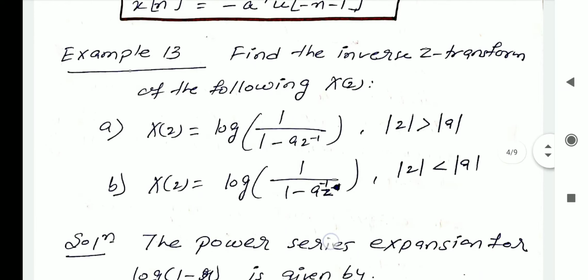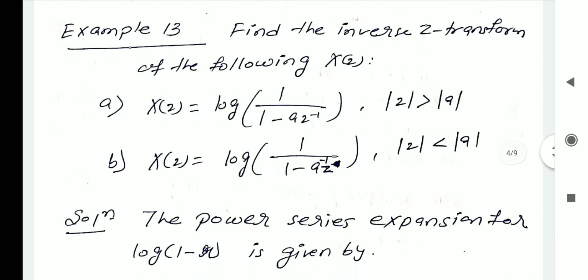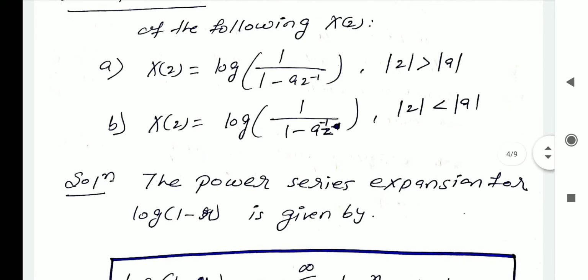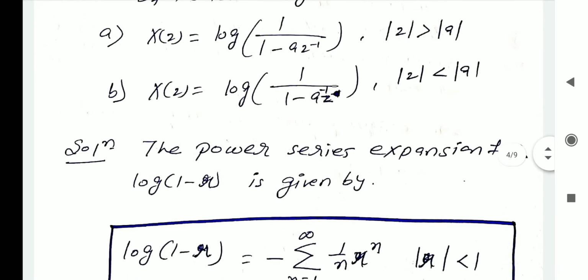Again the next example is, find the inverse z transform of the following x of z given to us. This is our first x of z, log of 1 by 1 minus a z to the power minus 1 for mod of z greater than a, and the second one is log of 1 by 1 minus a to the power minus 1 z for mod of z less than mod of a.